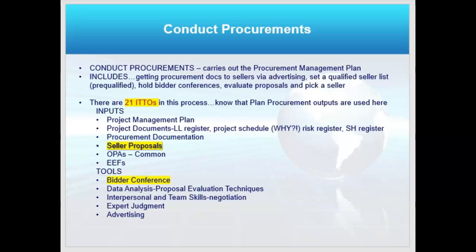So there are 21 inputs, tools, techniques, and outputs in this process. So just kind of imbibe in it would be my input. There are inputs from the project management plan, the project documents, procurement documents, the seller's proposal. Remember, conduct procurements, I'm all about looking at their proposals, judging them, and choosing one. The output is to choose one. So as an input, I have my common ones, but a procurement document and seller proposals, bam, that should stick out to us now.